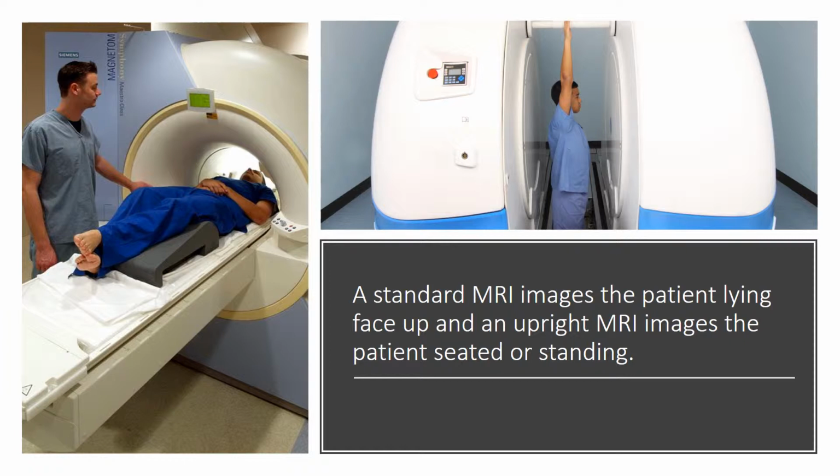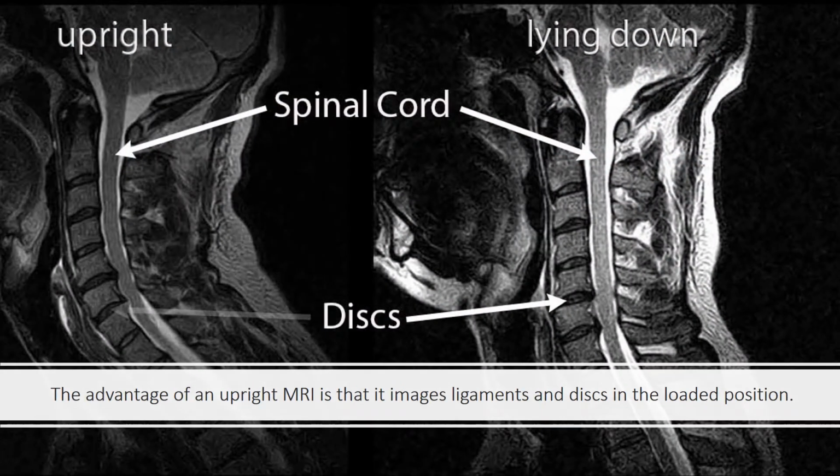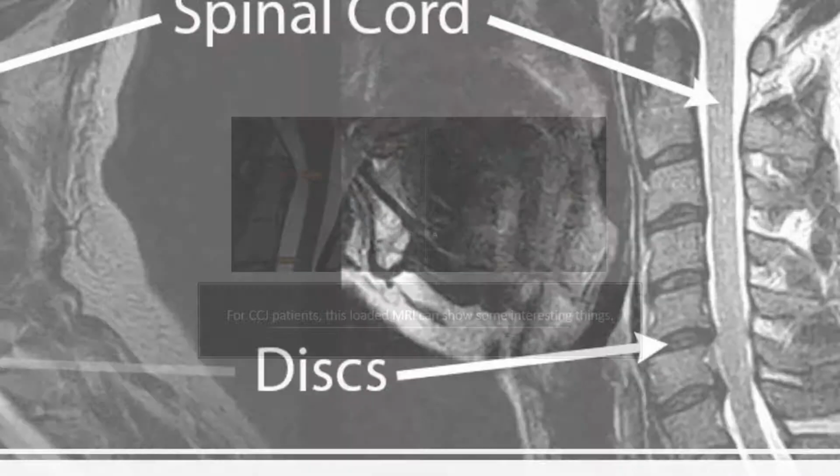Now, there are obvious advantages to this because one is weight bearing, how you would normally exist on a day-to-day basis, and the other is not. An advantage of upright MRI is that it images the ligaments and discs in the loaded position. So you can see here the MRI on the right lying down, or what we call supine, doesn't show as much spinal cord compression as the one upright.